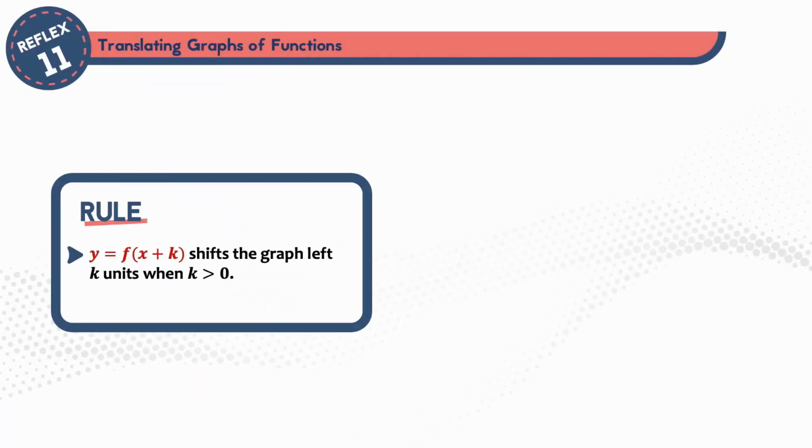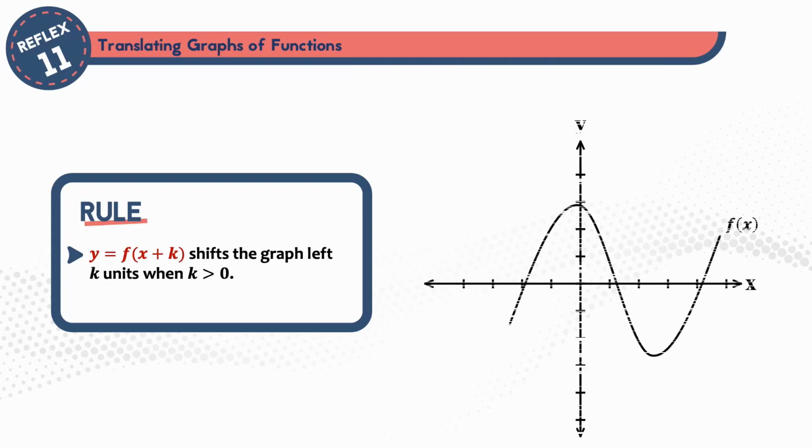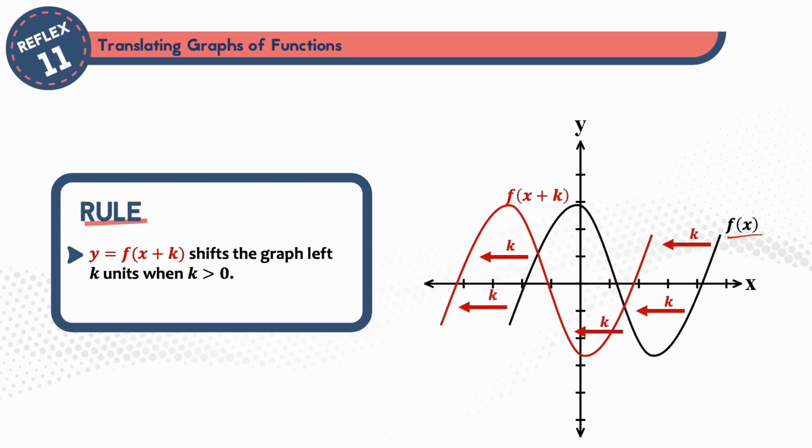Alright, in this slide we're going to look at this rule where we have y equals f of x plus k. It shifts the graph left k units when k is greater than 0. So here we have our original function, f of x, and if there's a shift where it's f of x plus k, this plus k means it's going to shift to the left that k amount of units.